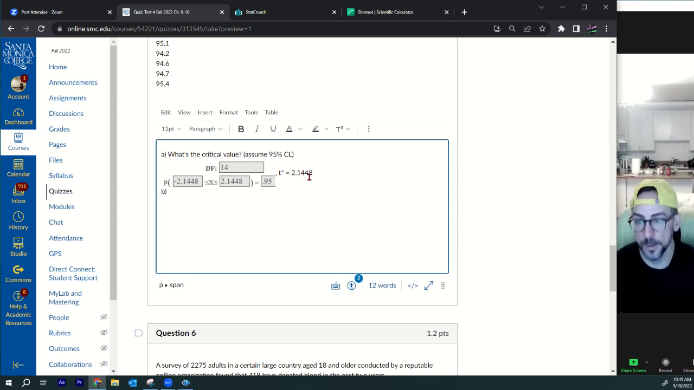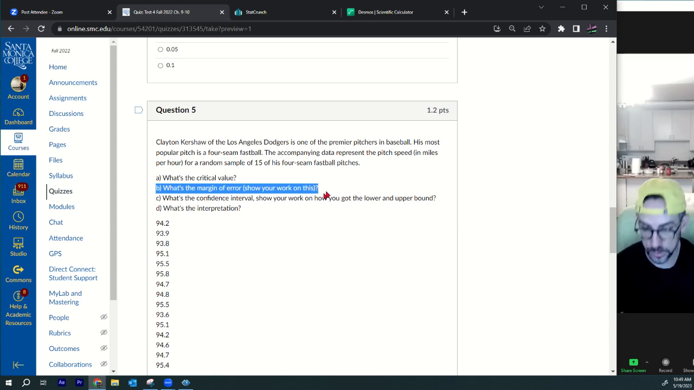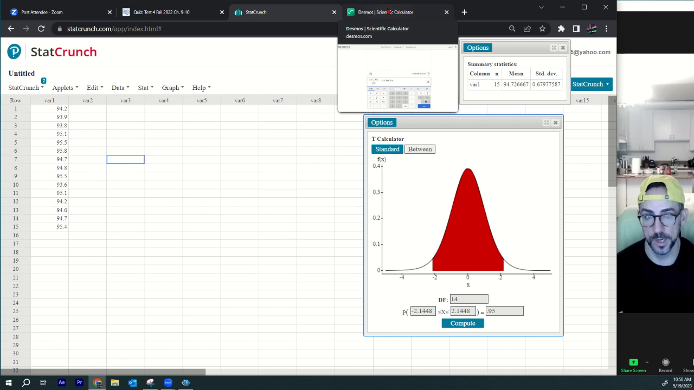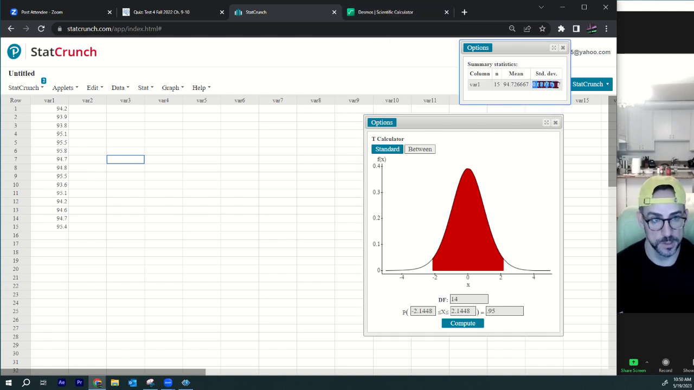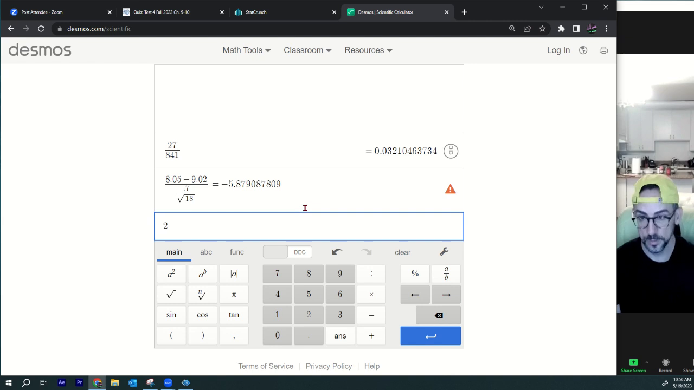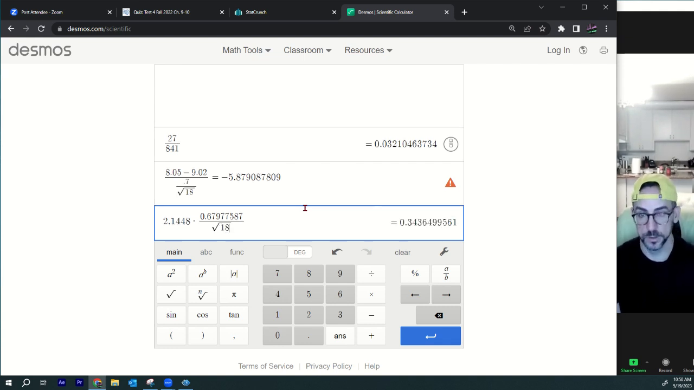Next one, B. What do they want? What's the margin of error? Okay. Show your work. Got it. Control C. They want the margin of error. Margin of error formula: t star times s over square root of n. So I need this s. Control C. T star, watch, I gotta get 2.1448. So 2.1448 times s over square root of n, 18. There's your margin of error.